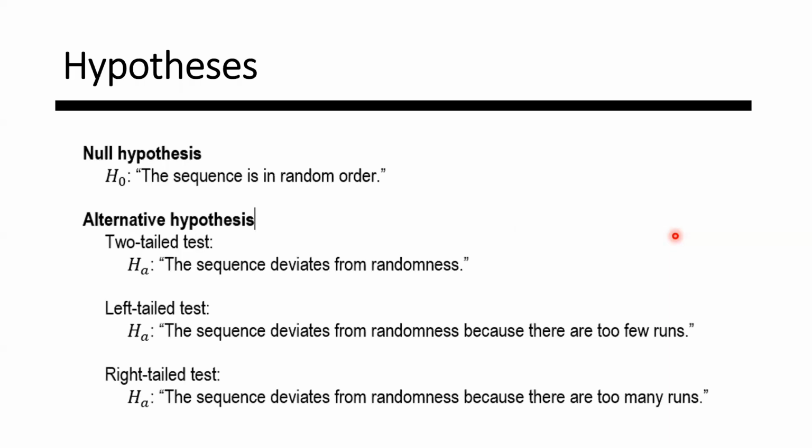Hypothesis. The null hypothesis in this test is the sequence is in a random order, and the alternative hypotheses are: for two-tailed, the sequence deviates from randomness. For left-tailed tests, the sequence deviates from randomness because there are too few runs. For right-tailed tests, the sequence deviates from randomness because there are too many runs.